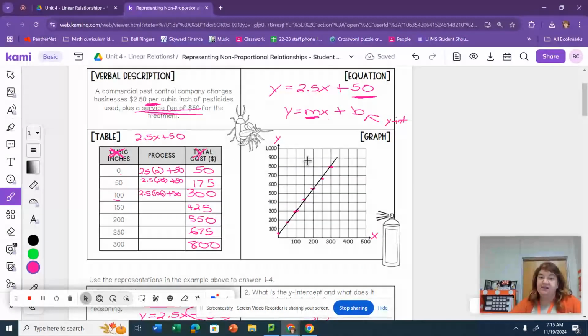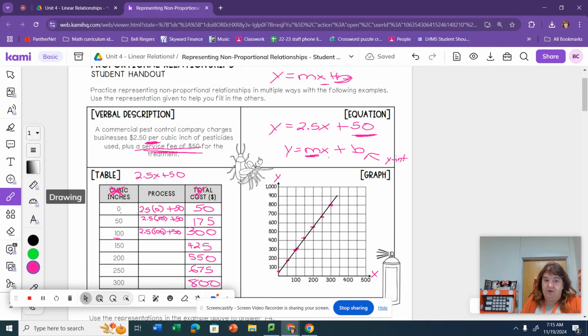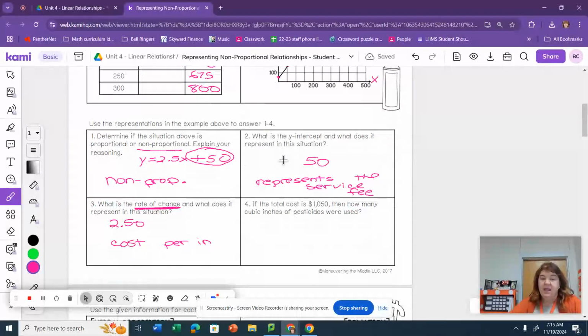Okay, so my rate of change is $2.50, and that represents the cost per cubic inch. Remember, we got that from right here. And then lastly, if the total cost is 1050, then how many cubic inches of pesticide were used?